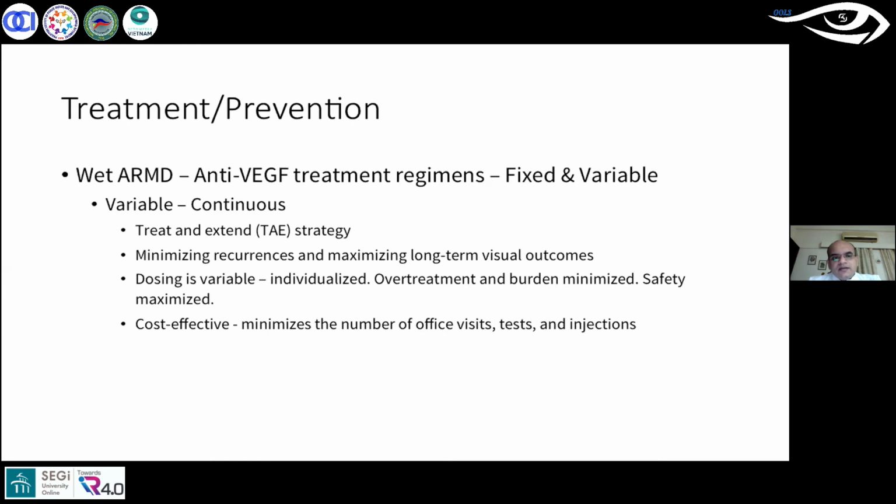It's cost effective. It minimizes the number of office visits, tests, and injections, and over various pivotal studies was found to be often as safe and as visually preserving as a fixed regimen. So here what we do is the initial 3 treatments, then we call the patient in at 6 weeks and then 8 weeks, and then we try and increase the treatment intervals. And when the patient comes in, we inject irrespective of the presence of fluid or presence of visual decline.